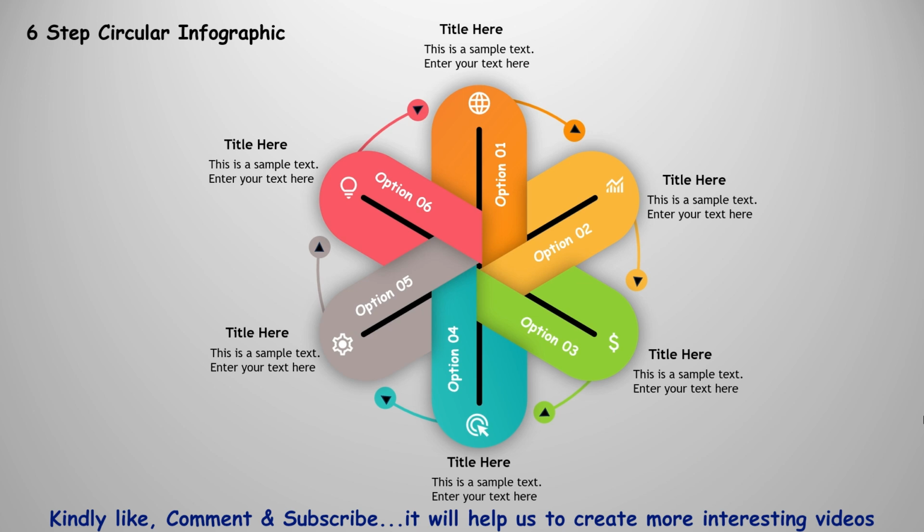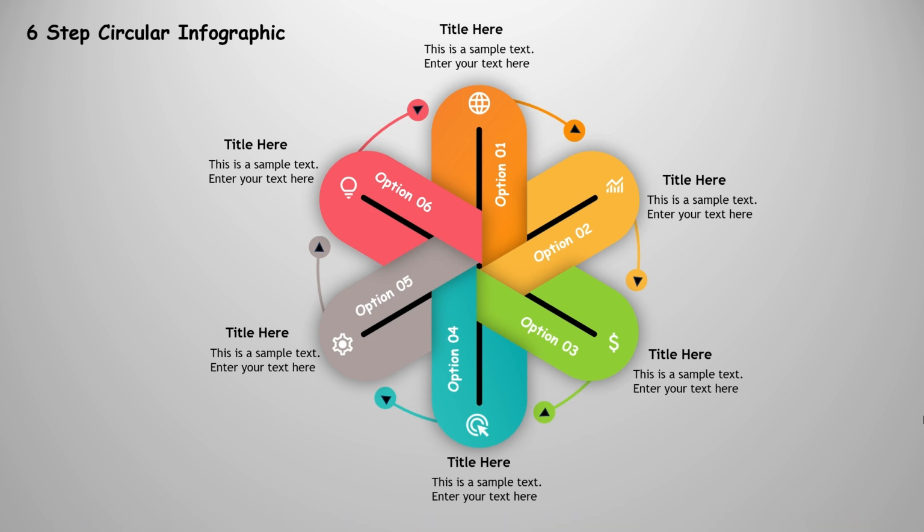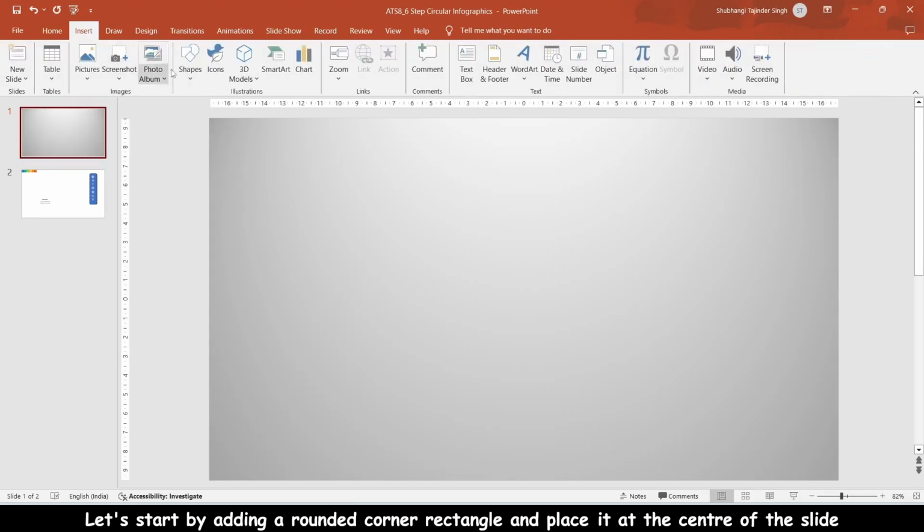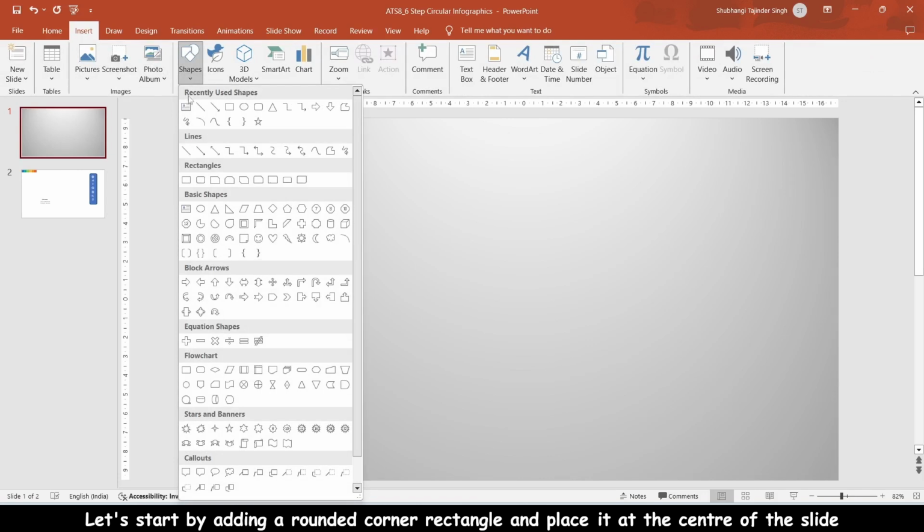In this video, we will create this 6-step circular animated infographic. So let's begin. Let's start by adding a rounded corner rectangle and place it at the center of the slide.